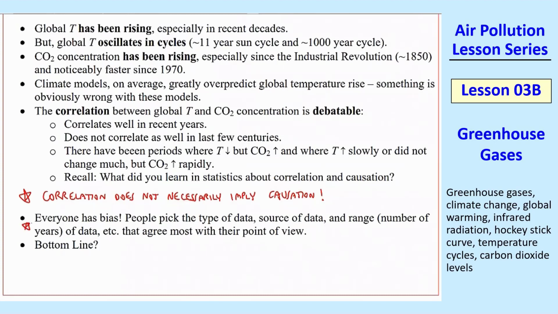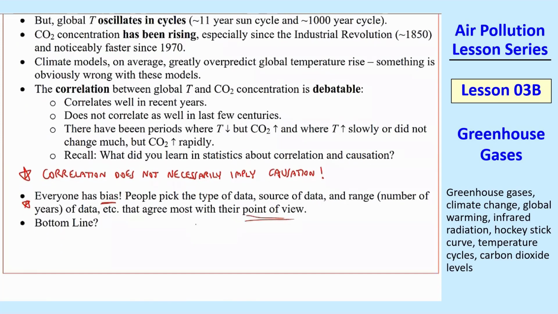Here's a big important issue here. Everyone has bias, and you can pick the range of data, the source of the data, which temperature plot, whether they're coming from the sea or the air or the land, number of years that agree with your point of view. And people are by nature biased, and you have to be very careful when you read literature about this.